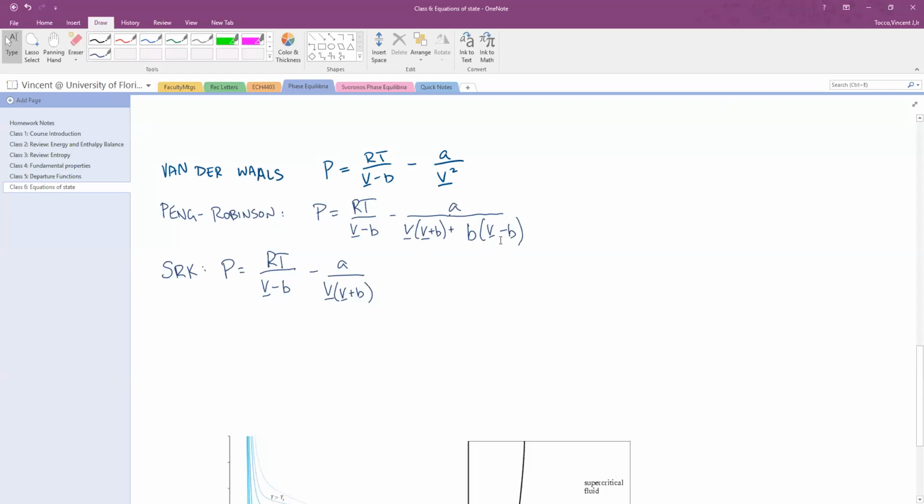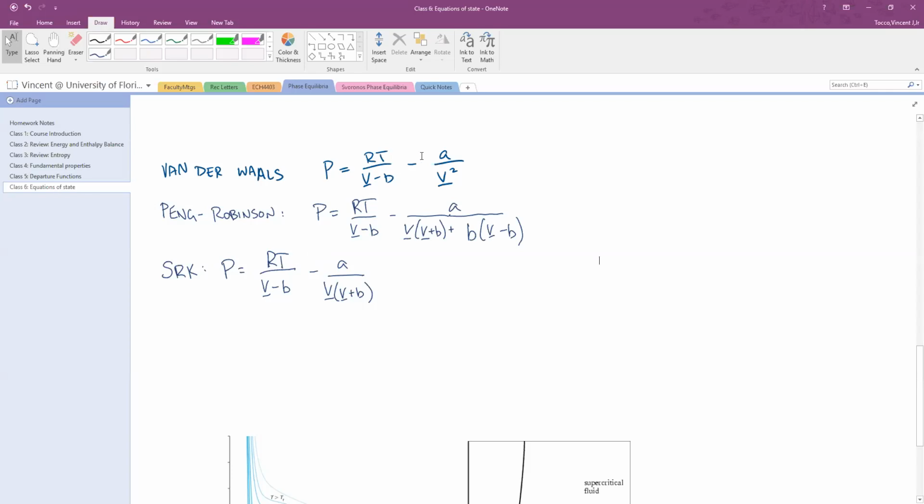This is just a small sampling of the many different equations of state that exist. I want to point out the similarities between these three. So these three are in the same family of equations of state, which are termed cubic equations of state, because the volume term, if you solve for it, would be third order. I wanted to highlight the similarities in that they have the same repulsion term.